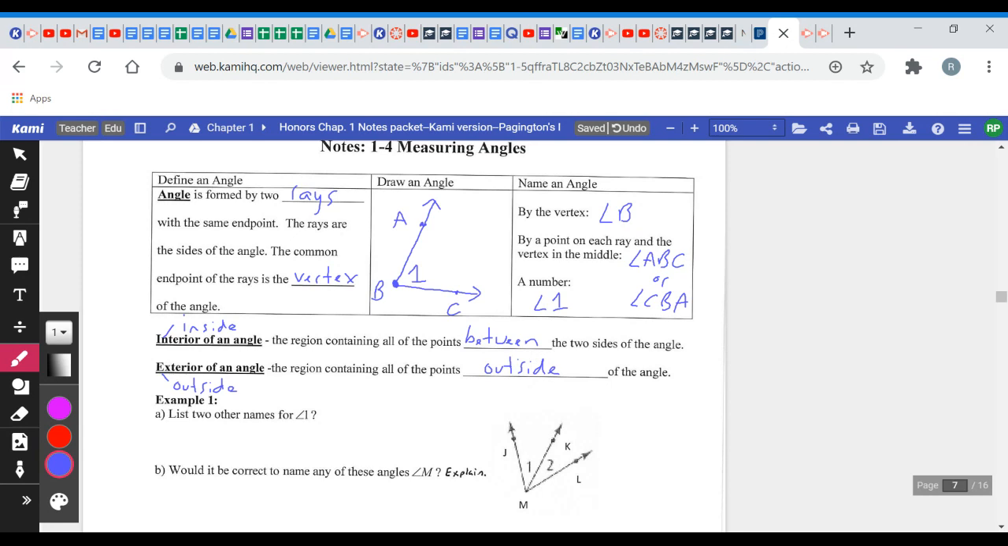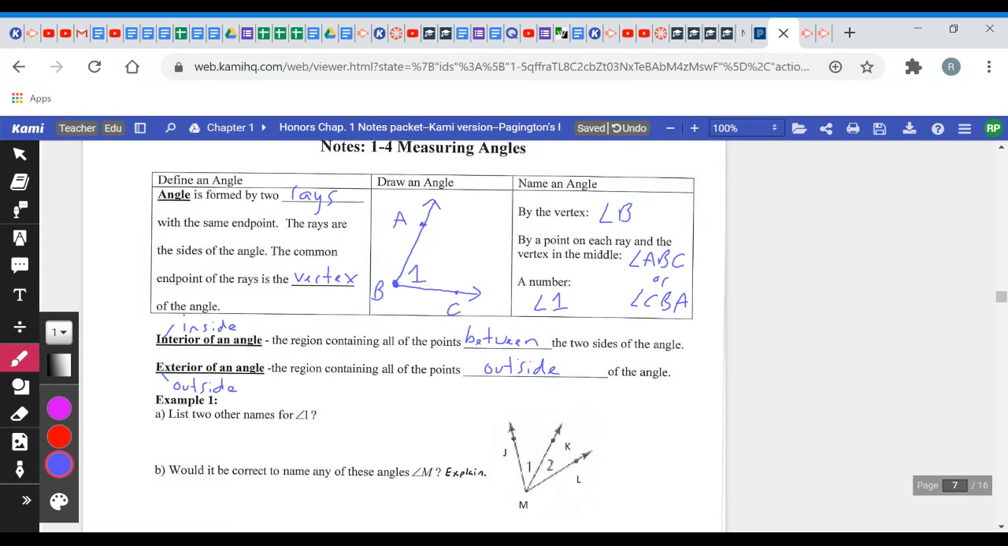Okay, for example 1, I think it's a good idea if you pause the video here and try to answer part A and part B based on what we just talked about. I think it's good practice for you. And then you can start the video again to check your answers.